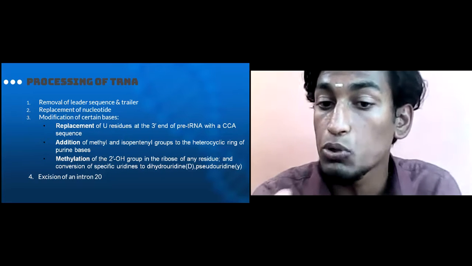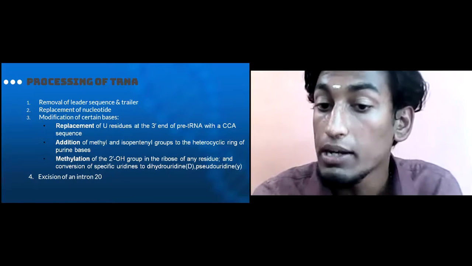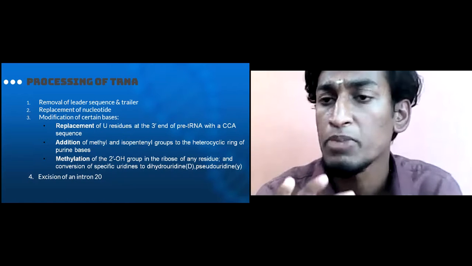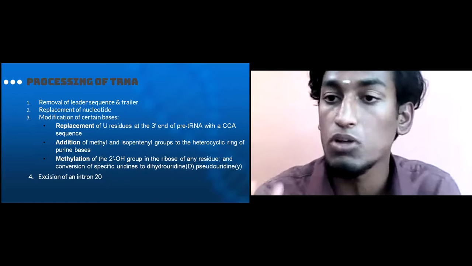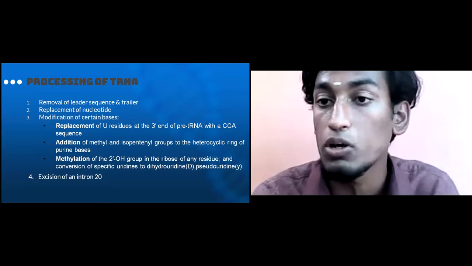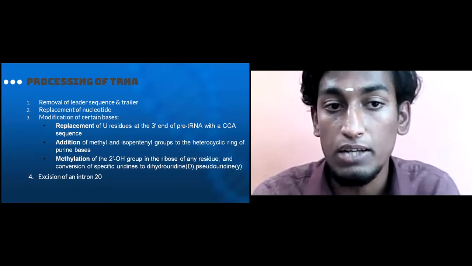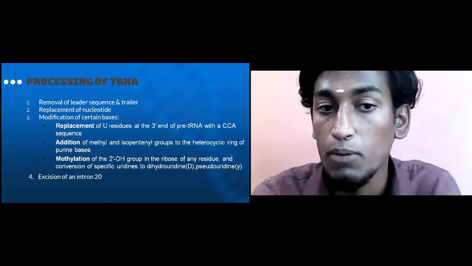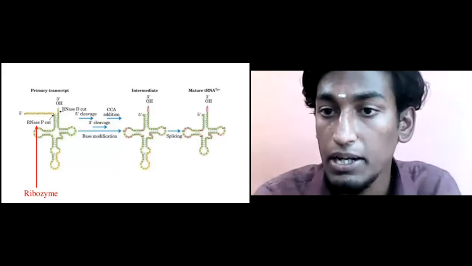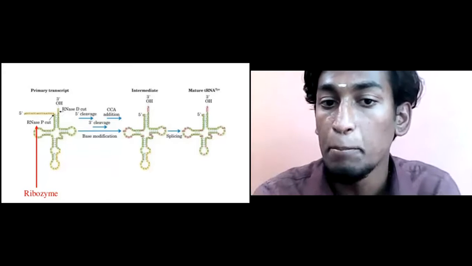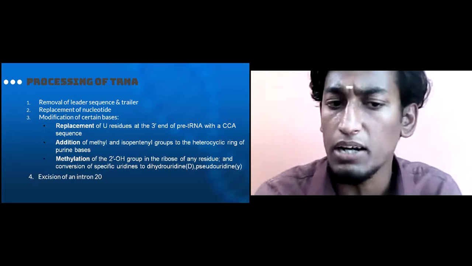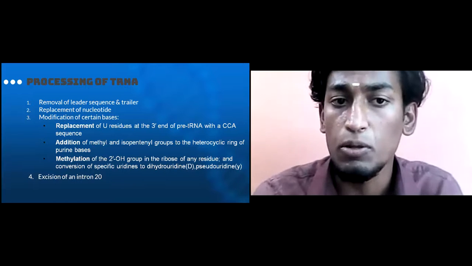U represents uridines, not uracils. The uridines are converted to dihydrouridine and pseudouridine, which is uridine-like, but is not a true uridine. And there is an existence of an intron at the 20th base. And this is what I was talking about, the tRNA processing, where there is a primary transcript and intermediate, and then a matured tRNA, which undergoes the processes of replacement, addition, and methylation. This is about the processing of tRNA.